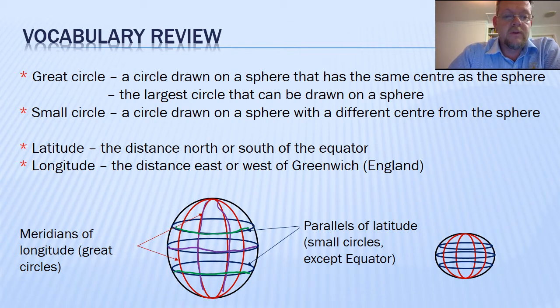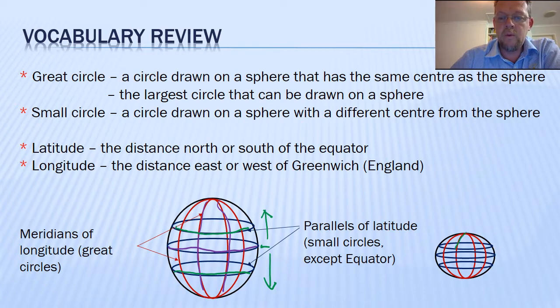So that does bring us to the new term, which is latitude. So that's the distance north or south of the equator. So here's our equator, that's south, that's north. The longitude are the distances east or west of the prime meridian, which is found in Greenwich in England, and the meridians of longitude or lines of longitude are great circles, as I've mentioned before.